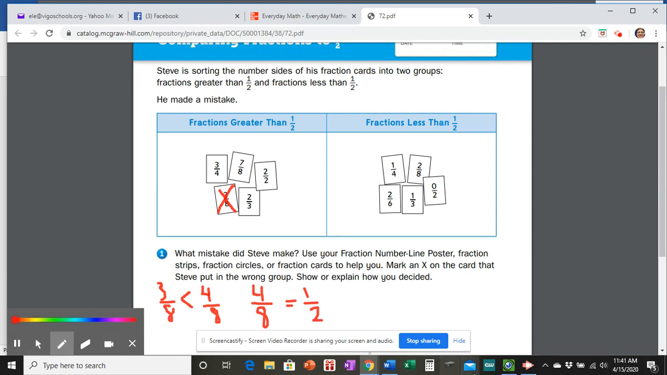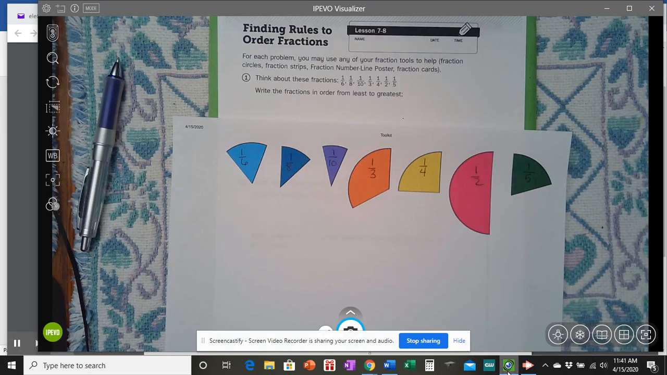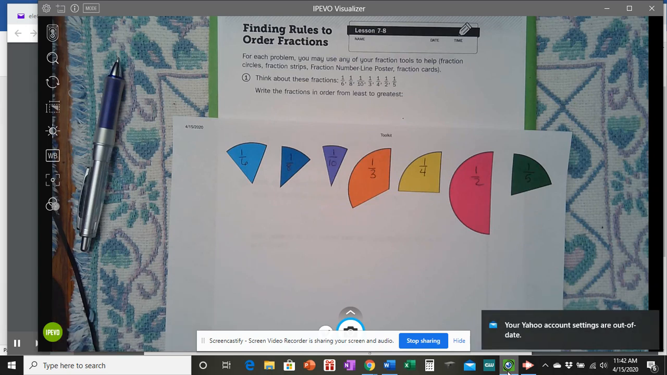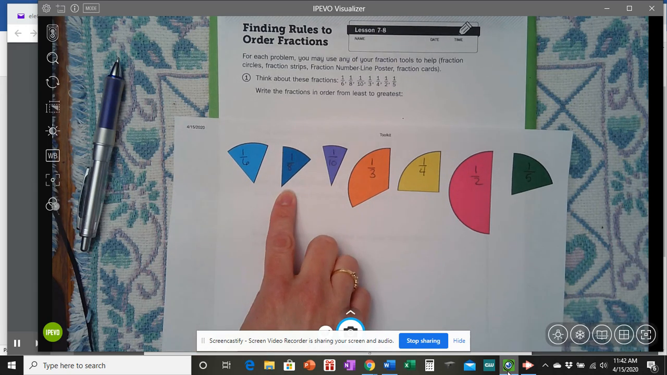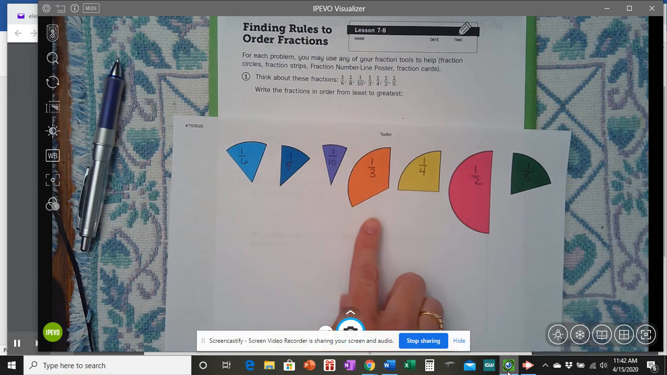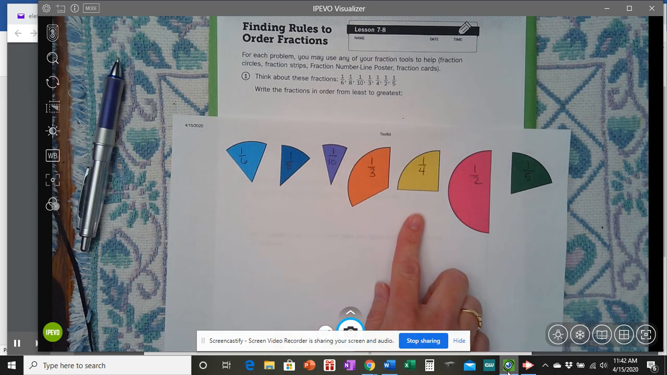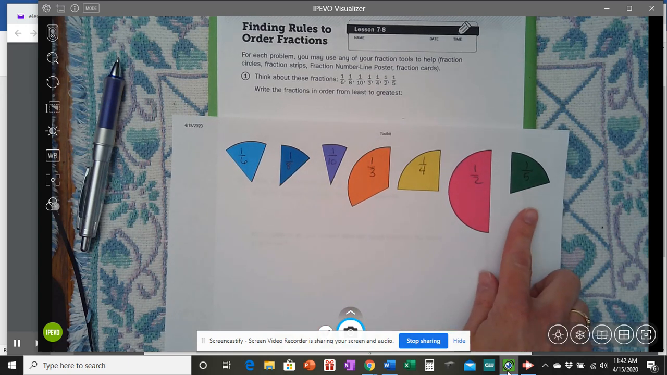Okay, now we are going to look at our next page. And it says for each problem, you may use any of your fraction tools to help: fraction circles, fraction strips, fraction number line poster, or fraction cards. Well, I know you don't have fraction circles or fraction strips at home, so I printed out what the fraction pieces would look like. So we have 1/6, 1/8, 1/10, 1/3, 1/4, 1/2, and 1/5.